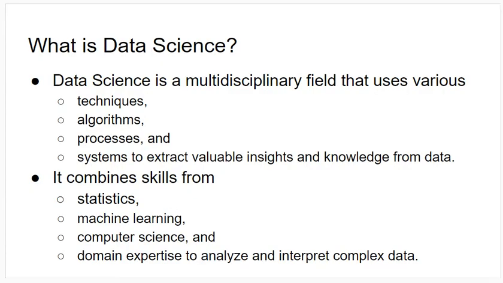The basic question: what is data science? Data science is a multidisciplinary field. It involves techniques, algorithms, processes, and systems to extract valuable insights and knowledge from the data. The skills involved are statistics, machine learning, computer science, and domain expertise to interpret and analyze this data. The data can be structured or unstructured, labeled or not labeled, and it can involve supervised or unsupervised learning.